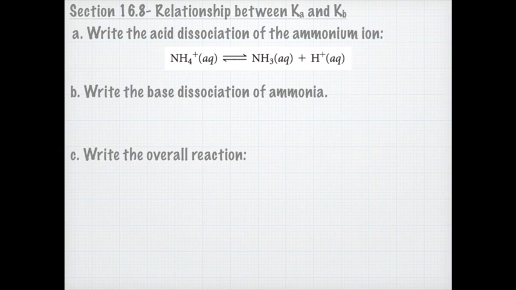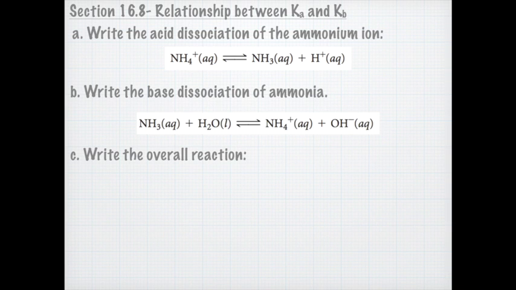Now you could also write this with water to produce hydronium ions. To write the base dissociation of ammonia, NH3 is going to react with water and it's going to produce ammonium and hydroxide. So there's your reaction there.